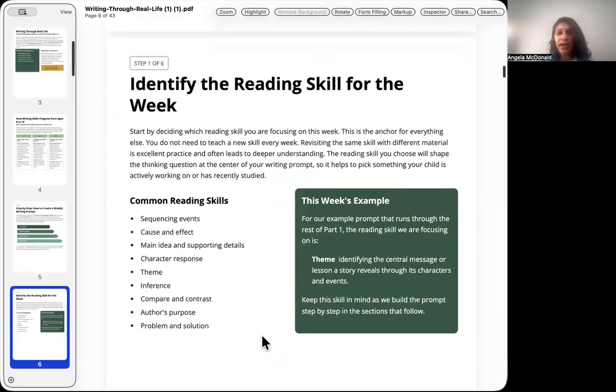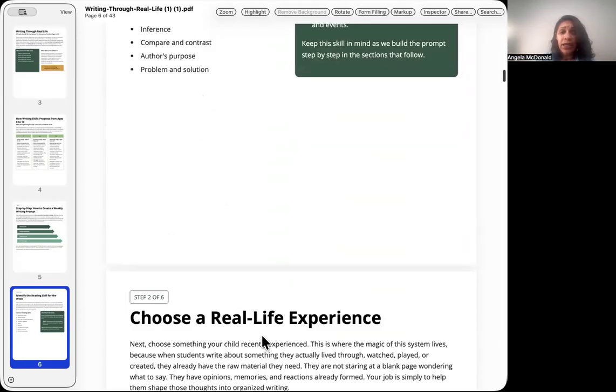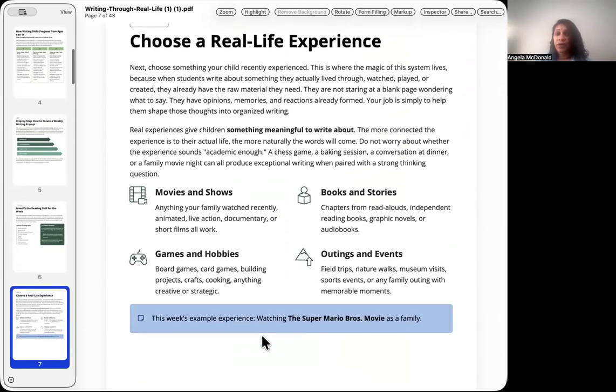We're going to start with identifying the reading skill. We're working on compare and contrast. Then we're going to choose a real life experience. We are doing Vanderbeekers because that's the book that she's reading.